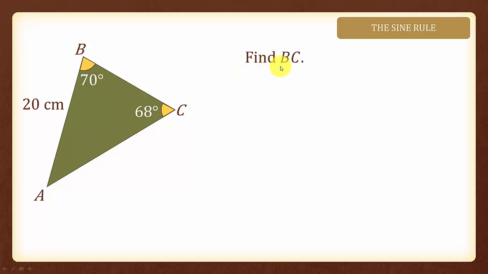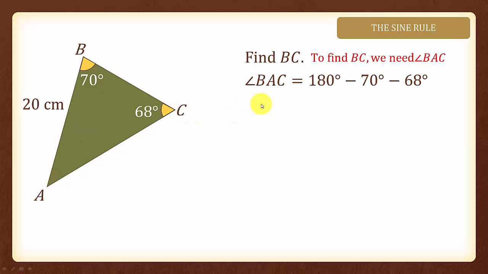In this next example, we will find the length BC. Again, you notice that we have a given angle here and a given opposite side, and therefore we will use the sine rule. However, to find BC, we will need the opposite angle, which is angle BAC. To calculate angle BAC, we will use the angle sum of a triangle: 180 degrees minus 70 degrees minus 68 degrees, which gives us 42 degrees.